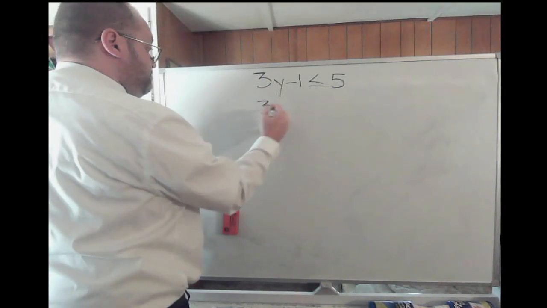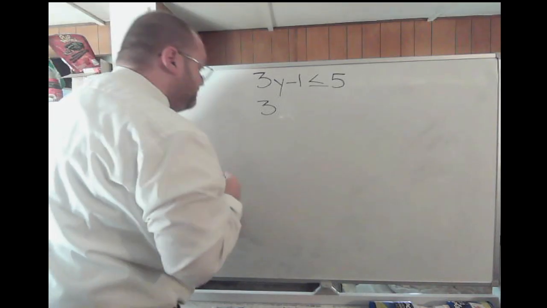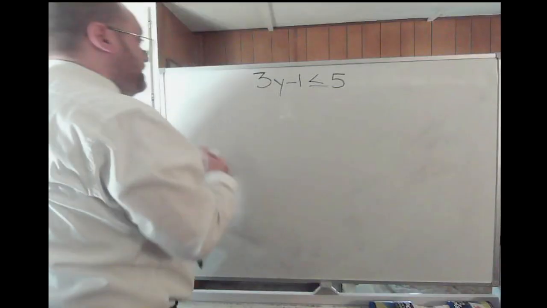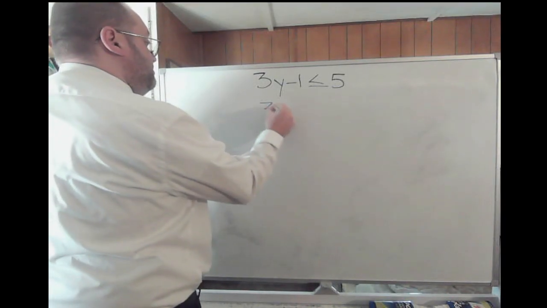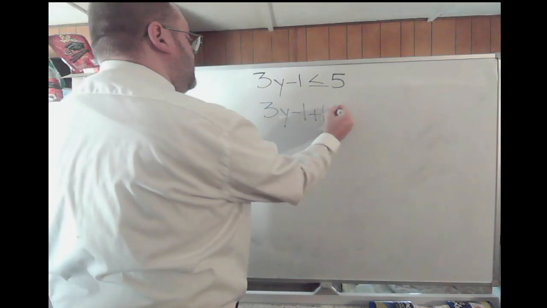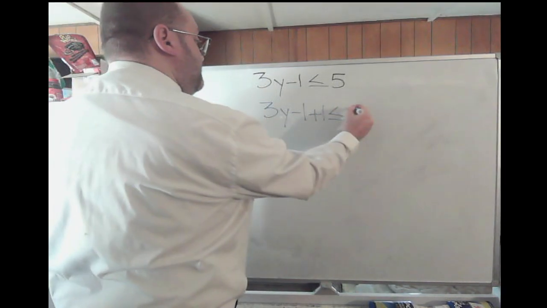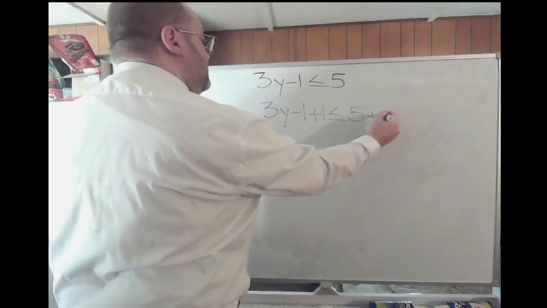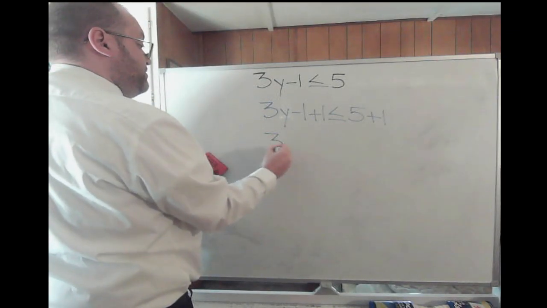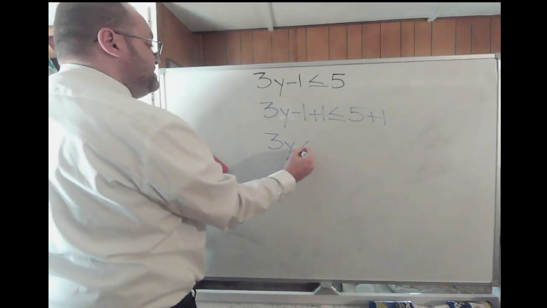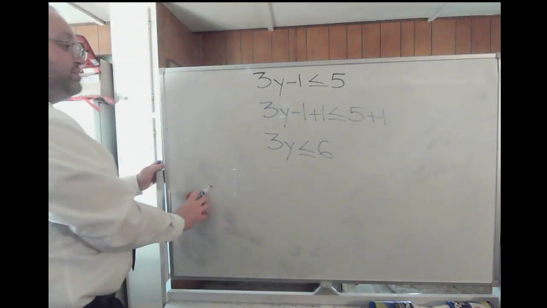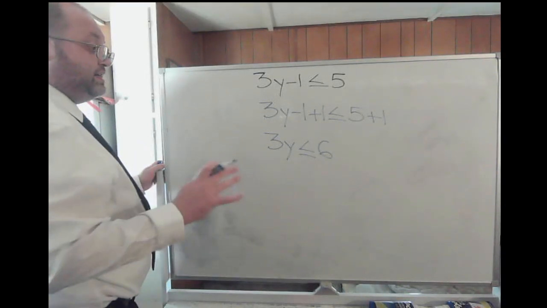So I want to write in a different color for the working of the problem. I always like to do that. Alright, so we have minus 1, you'll have to do plus 1. So 3y minus 1 plus 1 is less than or equal to 5 plus 1. So on the left side, negative 1 plus 1 is 0. You're just left with 3y on the left. That would be less than or equal to 5 plus 1, which is 6. So now you're left with 3y is less than or equal to 6.